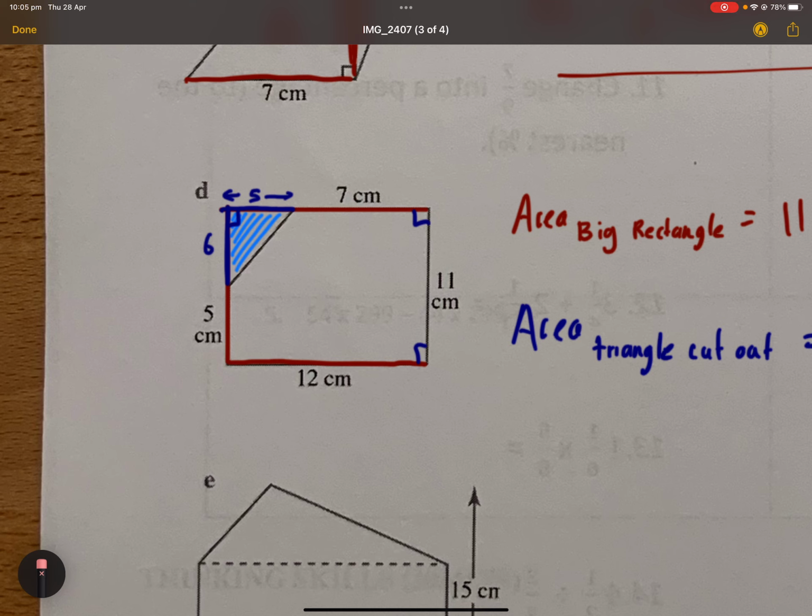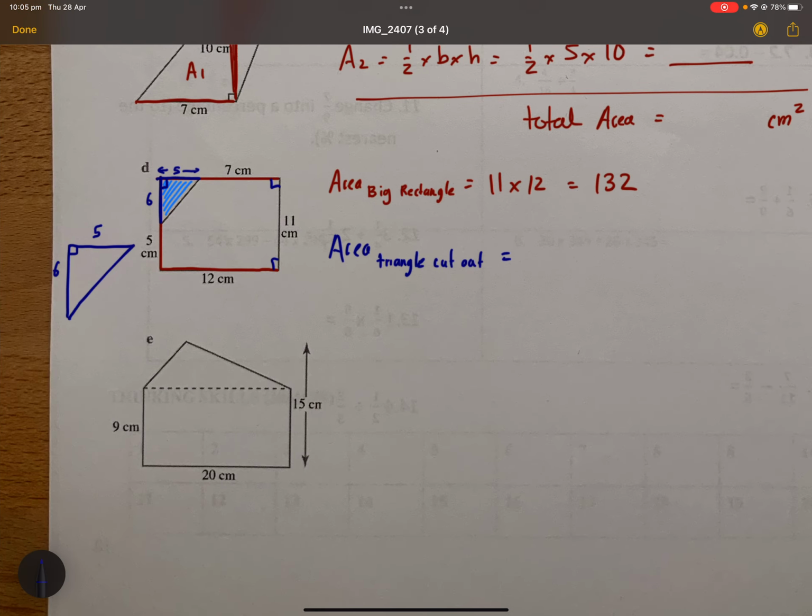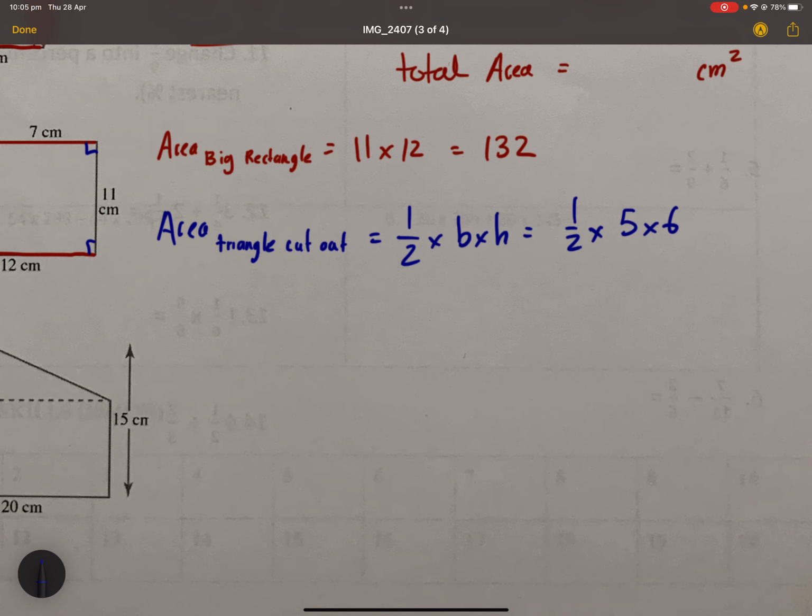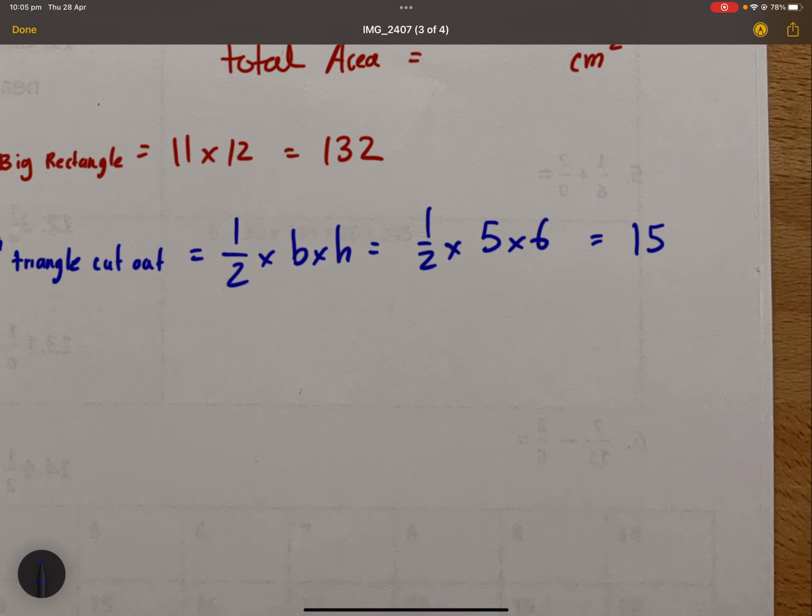So the triangle, if I want to redraw the triangle for you, it's like this. You got 5, 6 right angle degrees, and you need to find the area of that triangle. So we're going to do area is equal to a half times base times height, which equals a half times 5 times 6. 5 times 6 is 30, half of 30 is 15. 15 centimeters squared.